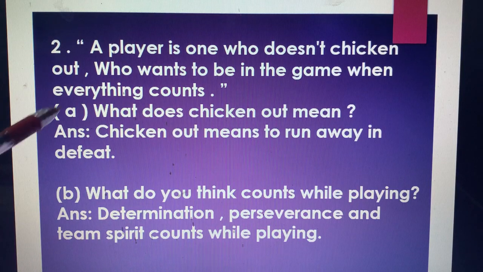And the first question was, what does chicken out mean? This also I explained to you. Chicken out means to run away in defeat. डर, जब आपको लग रहा है कि हम हार गए तो और हम भाग रहे हैं उससे. To run away in defeat.